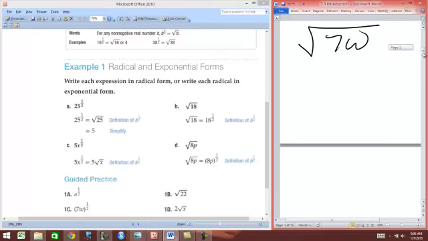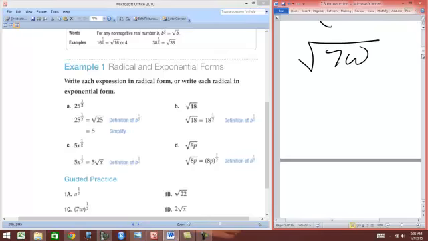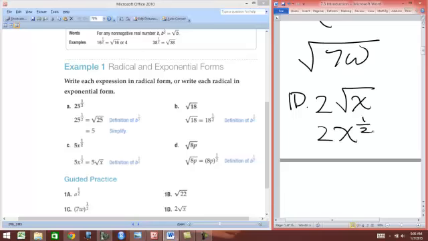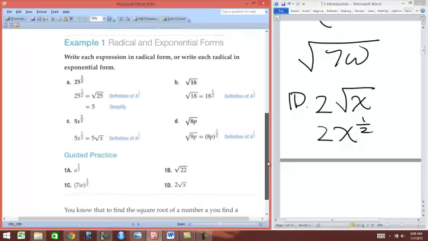Getting the hang of this? It's not too bad so far, huh? Okay. 1d. All right, now we have a number not in exponential form. That's the 2 times the square root of x, which is in radical form. And so this will be 2x to the 1/2. Okay, there's our guided practices.